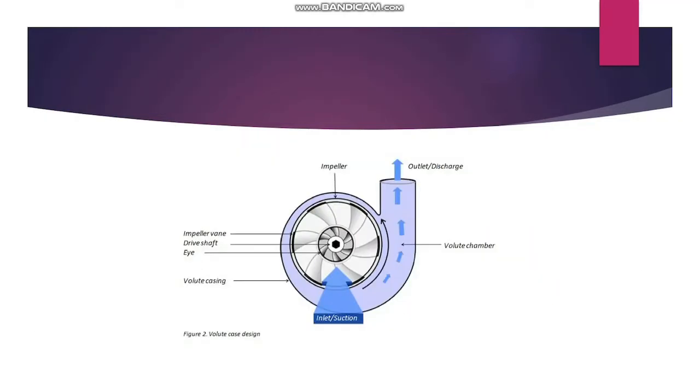This is the figure for the centrifugal pump. The outlet area will be bigger because the velocity is low here and the pressure will be higher at the outlet.